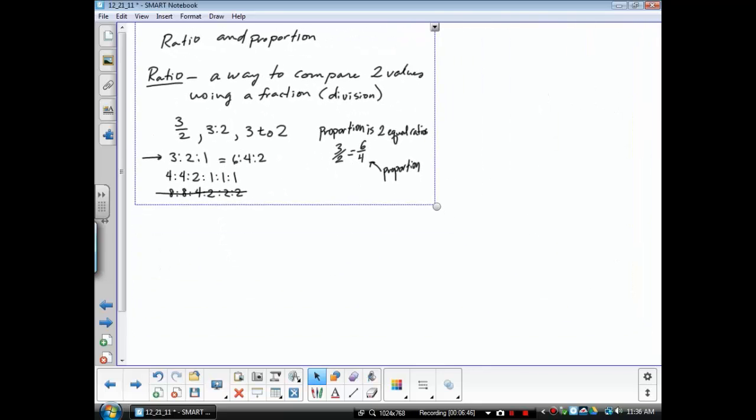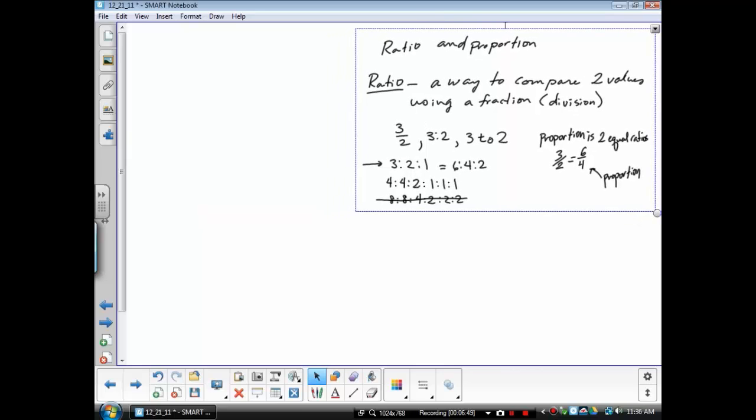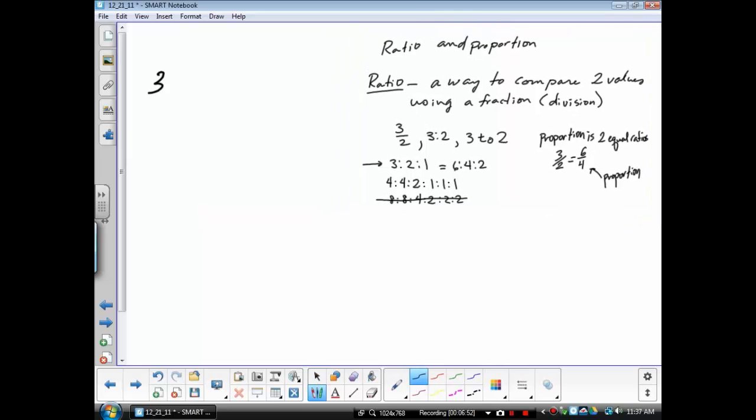If I have 3 angles in a triangle whose ratio is 3 to 2 to 1. So we have 3 angles in a triangle whose ratio is 3 to 2 to 1. What do we know about angles in a triangle? What do we know about the sum of angles in a triangle? They add to 180. So I know that these 3 angles have to add to 180.